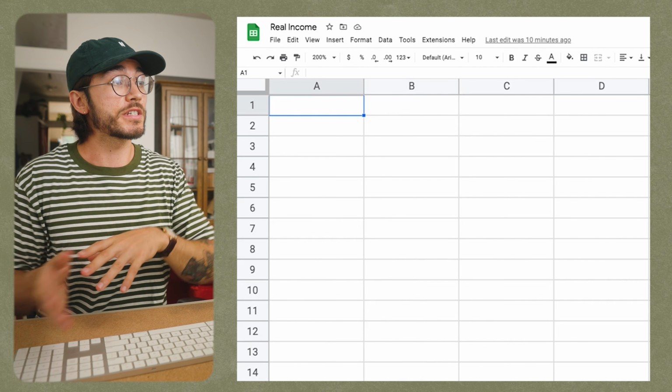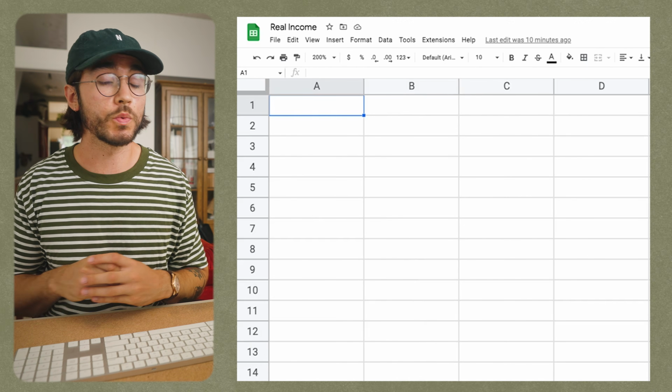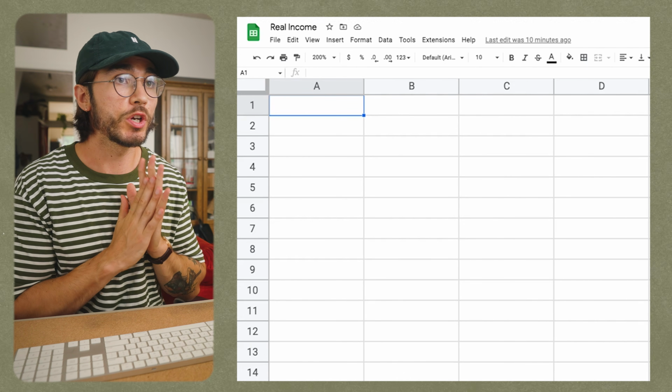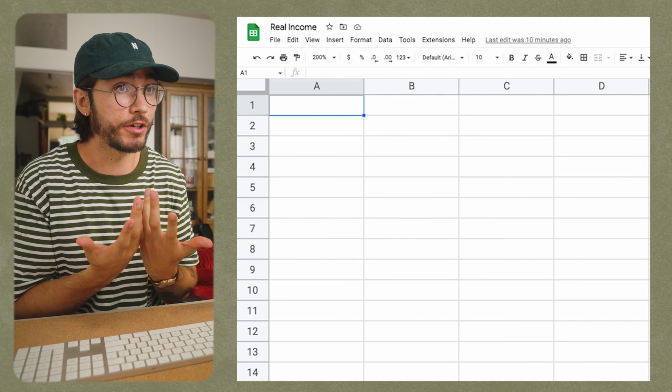Okay, now it's time to jump into our Google Sheets once again, and this time we are going to calculate our real income.